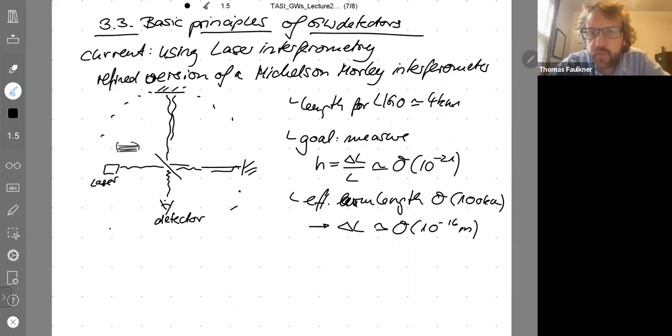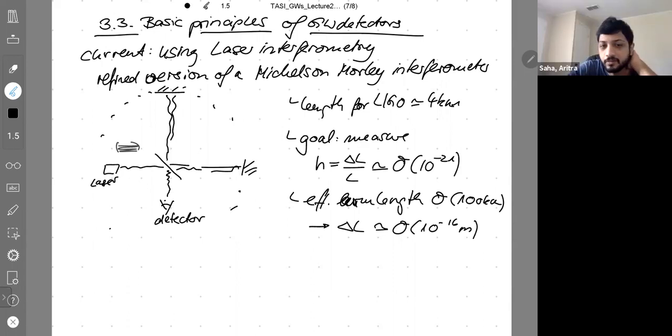Okay. Any more questions? I had one question. Maybe you'll talk about this tomorrow or the day after, but can you briefly tell us how the strain function is derived?